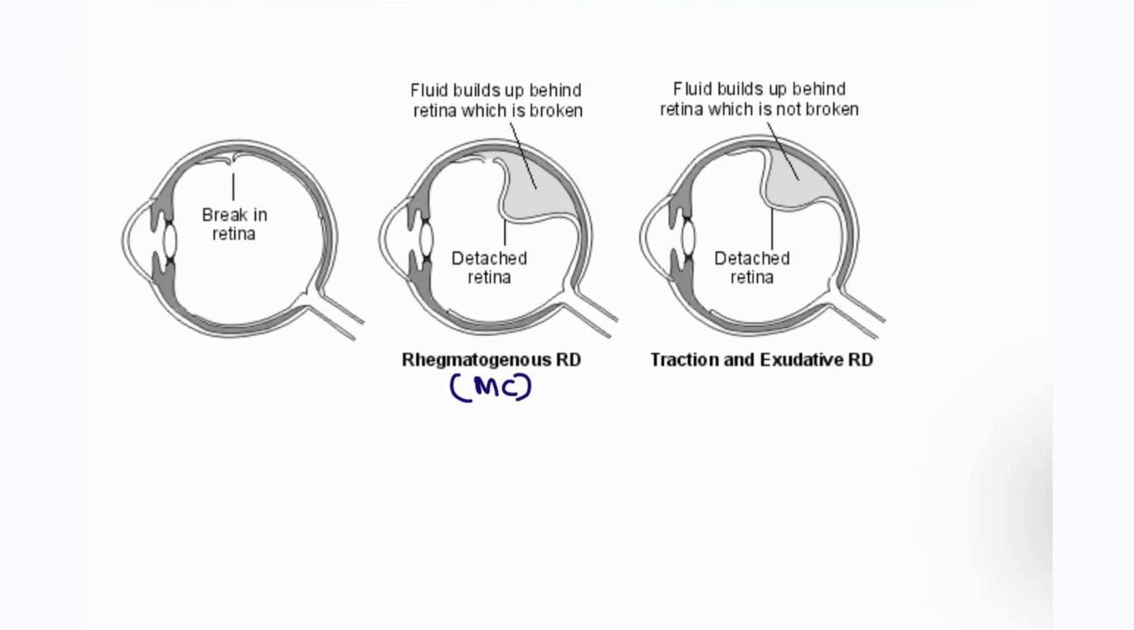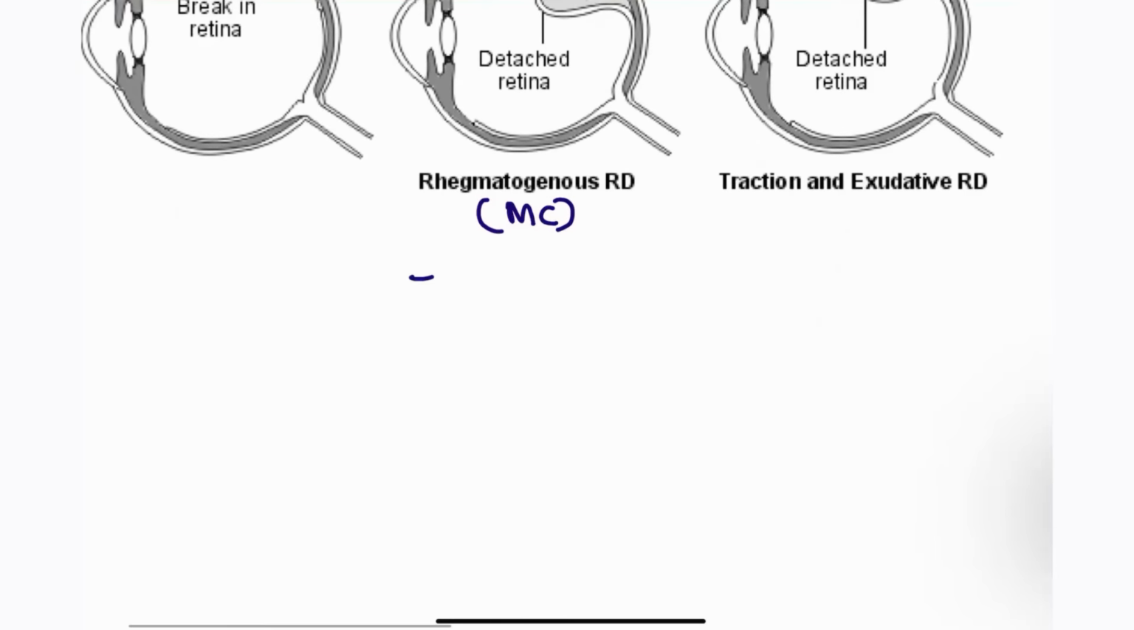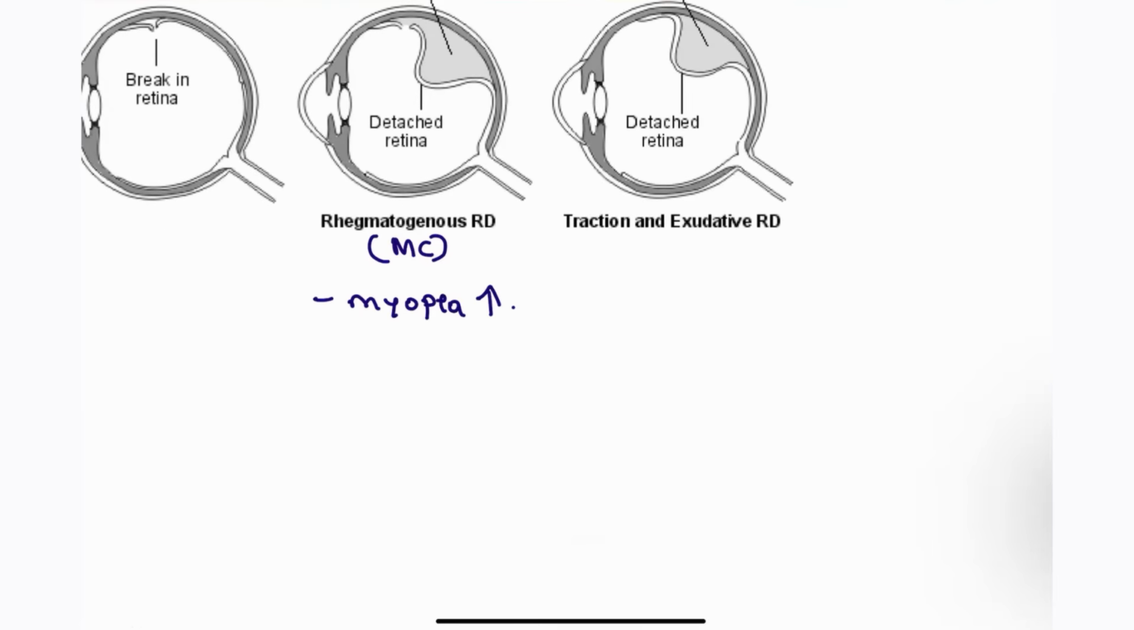First, rhegmatogenous. The most common cause is myopia. When there is increased myopia, it can cause the rhegmatogenous type of retinal detachment. The patient symptoms will be like a curtain falling. The patient will tell you about a curtain-falling symptom. Next, you are also going to see floaters. Photopsia is also seen in this patient.